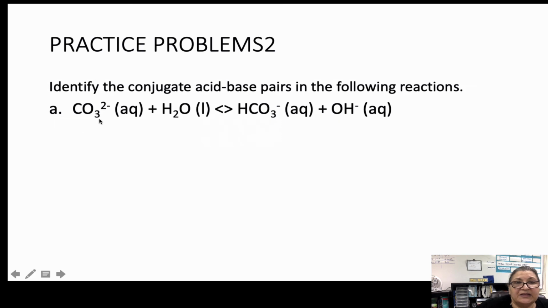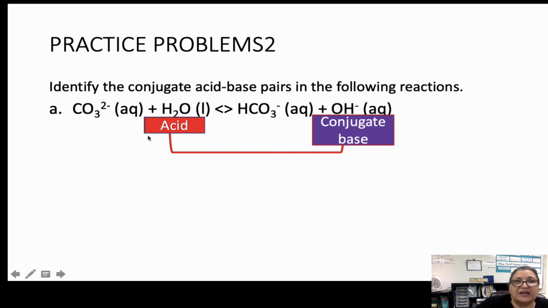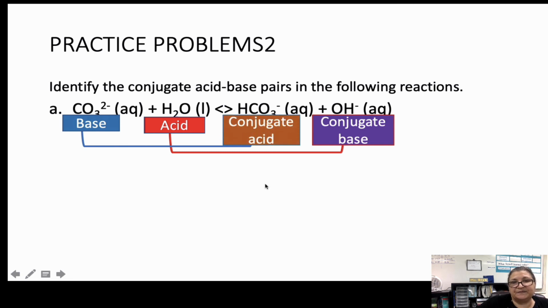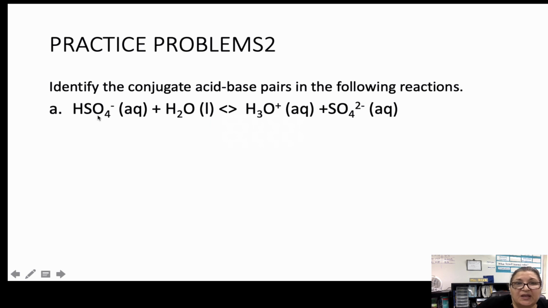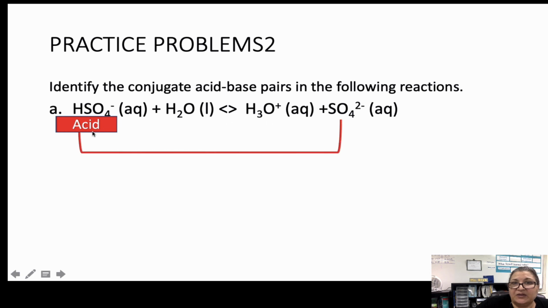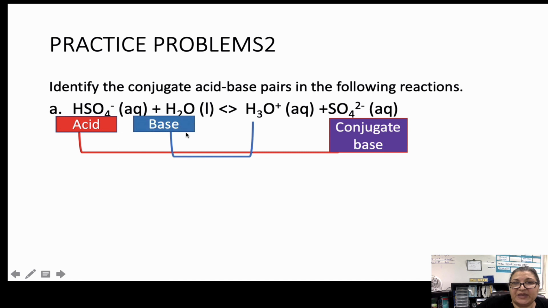Okay, the next one is CO3 and water. Now, there's no hydrogen here, so water must be my acid. And after it loses a hydrogen, it becomes OH minus, and that's a conjugate base. Now, CO3 is my base, and after it gains a hydrogen, it becomes a conjugate acid. HSO4, that's my acid, and when it loses a hydrogen, it becomes a conjugate base. Water is a base, and when it gains a hydrogen, it becomes a conjugate acid.